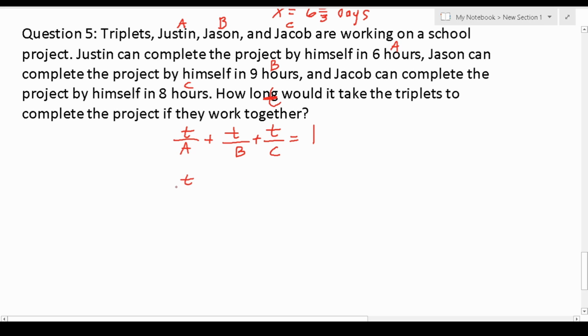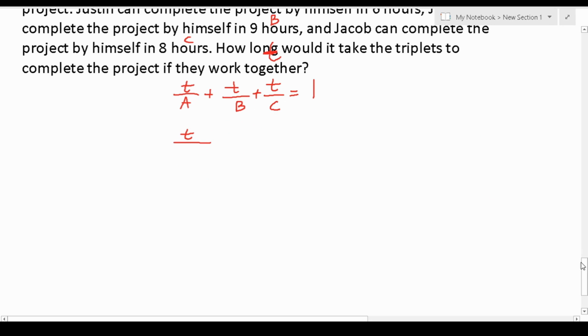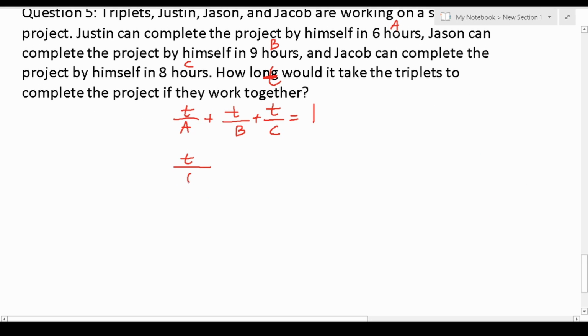Again, T is what we're solving for, so we're going to leave that as is. A is 6 plus T over B, which is 9, plus T over C, which is 8. Okay. At this point, it should be obvious that the only thing we have to do is place these fractions over a common denominator and then solve for the variable T.